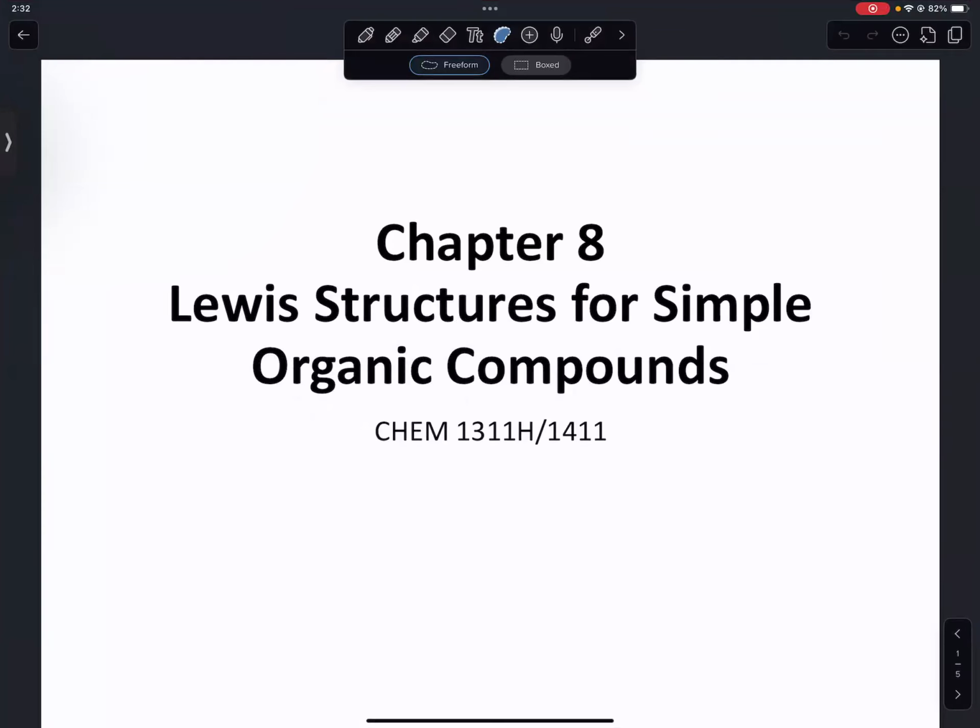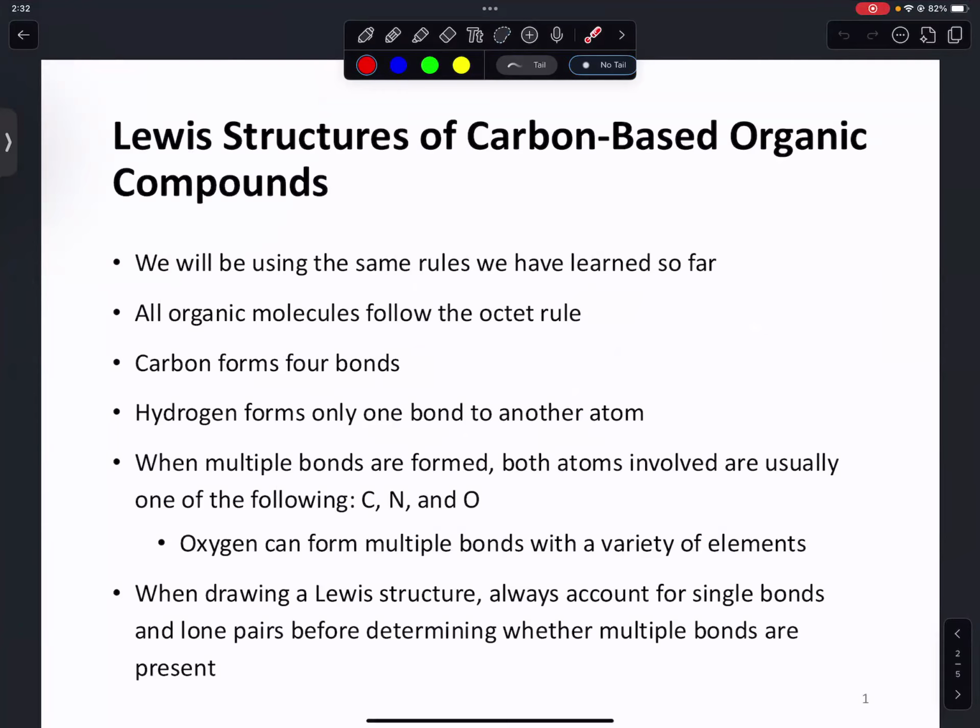In this video, we're going to briefly talk about how to draw Lewis structures for simple organic compounds. We're going to be building off of the concepts that we learned so far on how to draw Lewis structures for molecules. This is because all of the organic molecules that are going to be discussed in this course follow the octet rule.